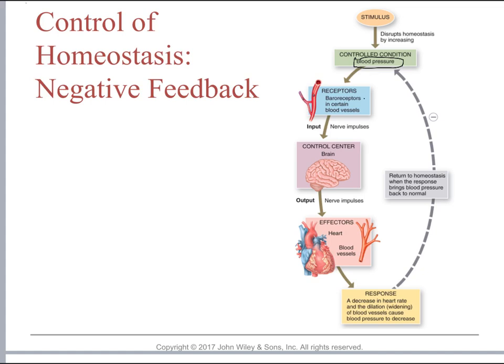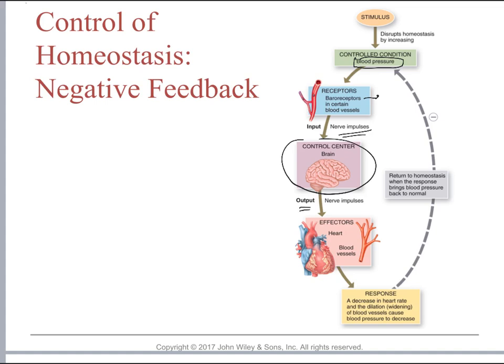We have baroreceptors. So we say, well, what are baroreceptors? Think of a barometer. It is detecting pressure changes in our atmosphere. So this is the same thing. These are receptors that detect pressure. So in our blood vessels, we have these baroreceptors that detect that high blood pressure. It sends nerve impulses to the control center or the brain that's going to send an output response.